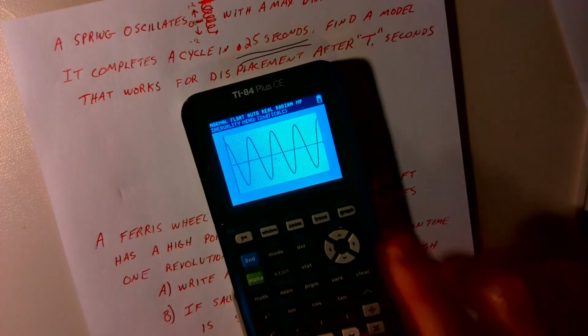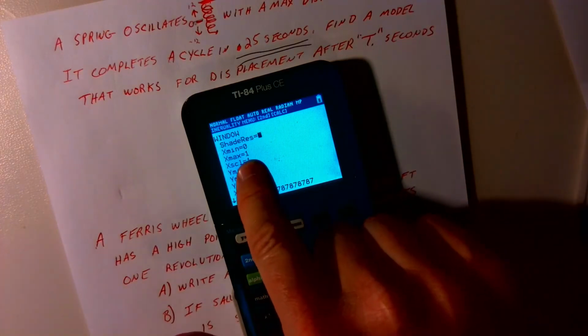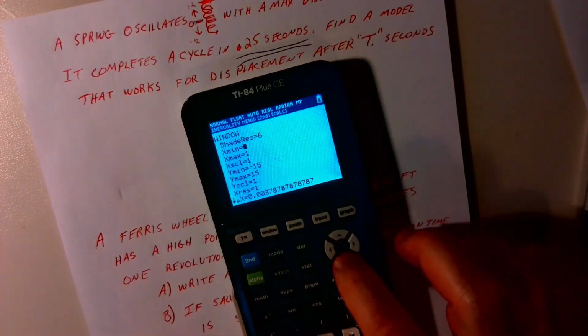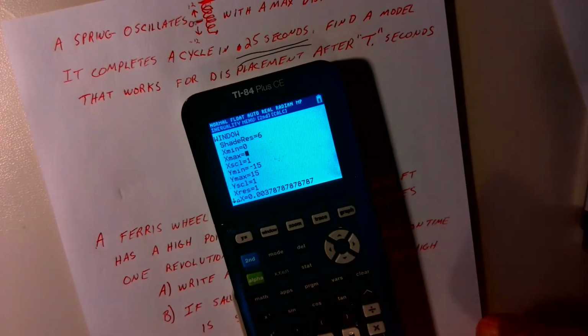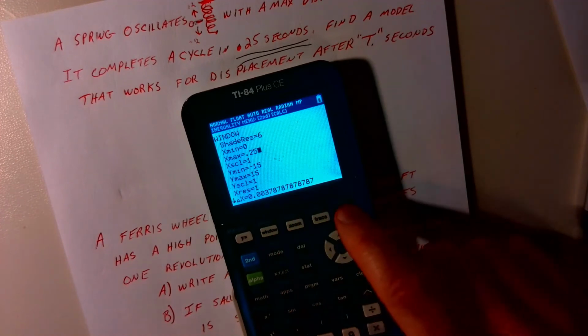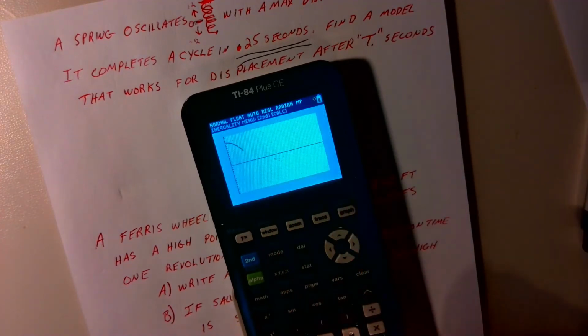Well, remember, in the window, I did it for 1 second. And we said that the cycle takes 0.25 seconds. So if I change the x max to 0.25 and hit graph, you should see that it completes one complete cycle in 1/4 of a second.